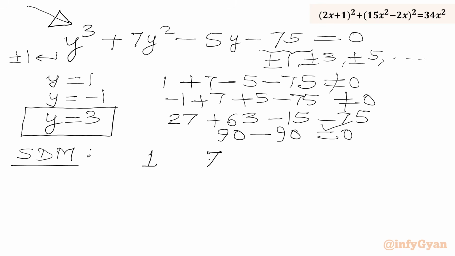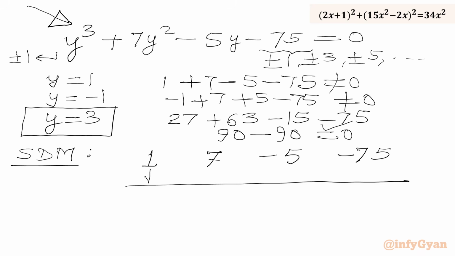Coefficient of y square is 7. Coefficient of y is negative 5. Constant is minus 75. We'll put one line over there. Leading coefficient 1 would be as it is. We'll write 1. Now we need to multiply these two numbers.